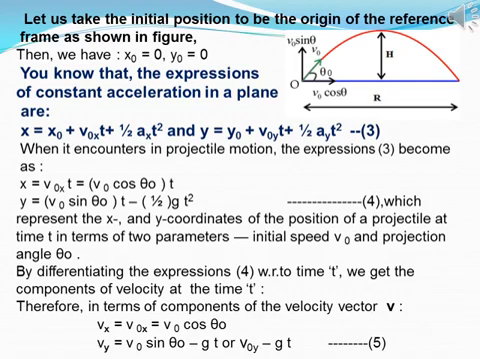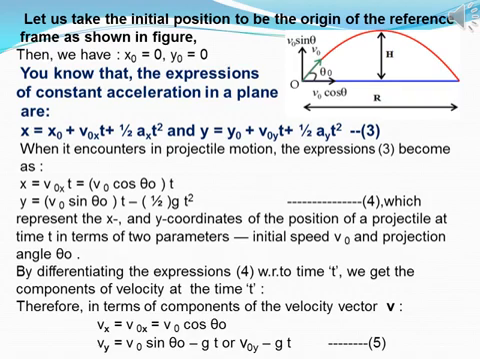So, the expression 4 is the modified form of the expression 3 when we have considered x0 is equal to y0 is equal to 0, ax is equal to 0 and ay is equal to minus g.